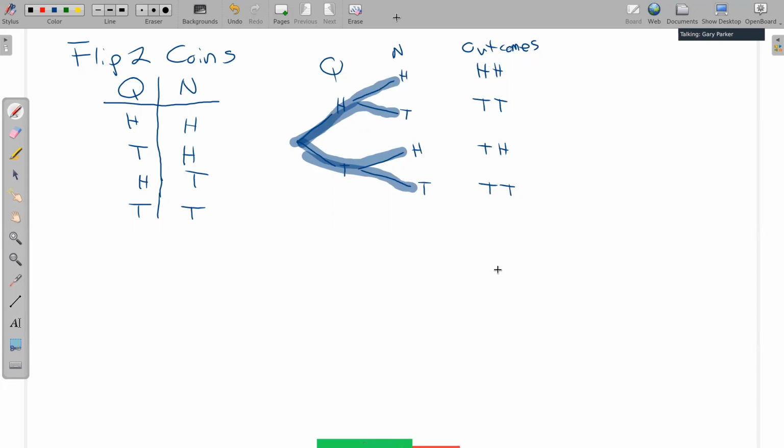All right, so what are the probabilities here? Well, when I flip a coin, I have a couple of beliefs about that coin. One is that a head or a tail, these are equally likely events. Another belief I have when I flip two coins is that one coin does not affect the other.